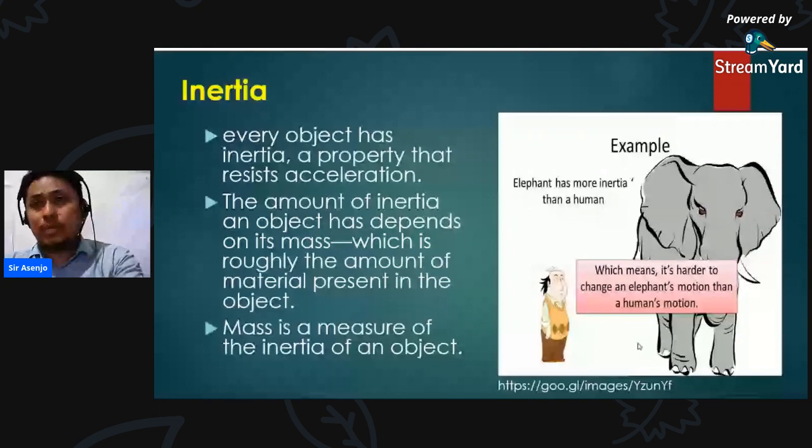Let's take a look at this example. Which has greater inertia, the elephant or the man? The elephant has more inertia than the human, which means it's harder to change an elephant's motion than a human's motion. Do you agree? Of course, the elephant is very massive. It has greater mass, therefore it has greater inertia, since mass is a measure of the inertia of an object. It is hard to push or move this elephant compared to this man. So it has inertia, a property that resists acceleration.